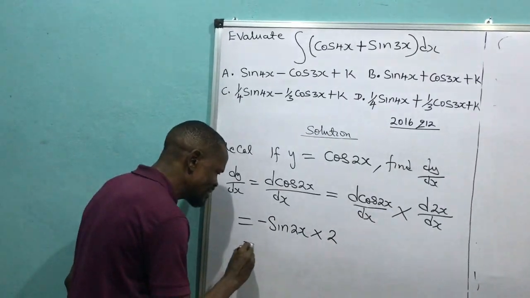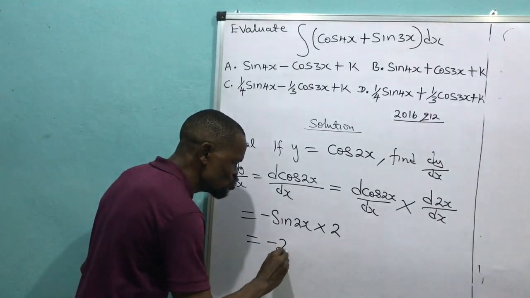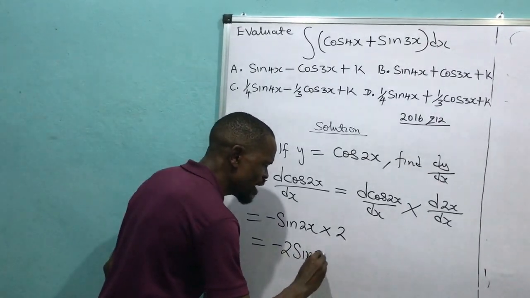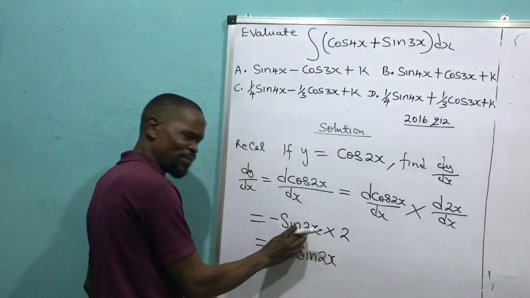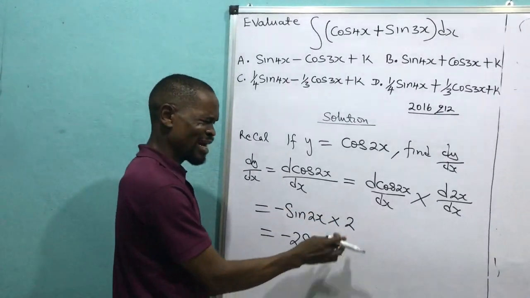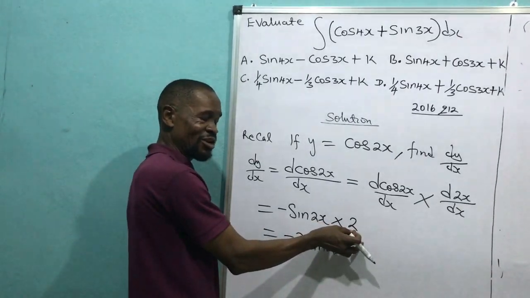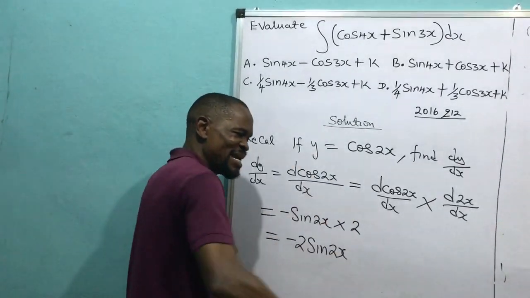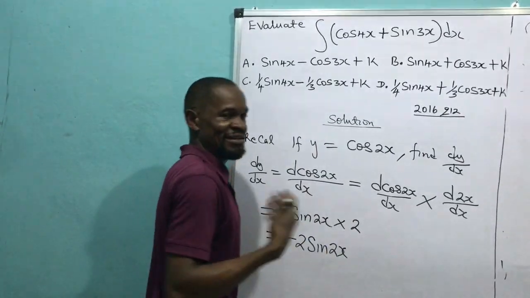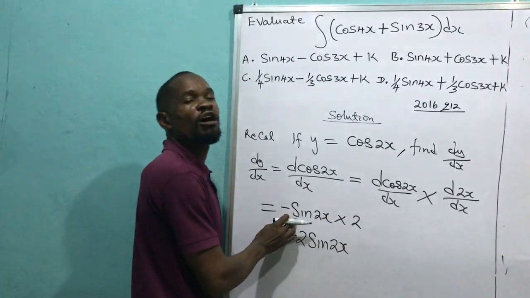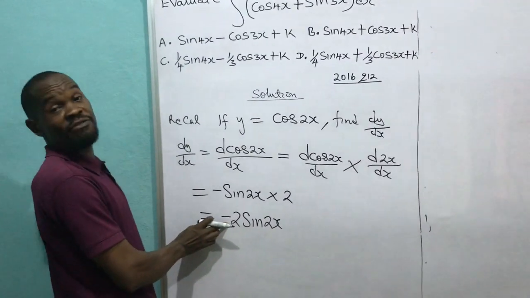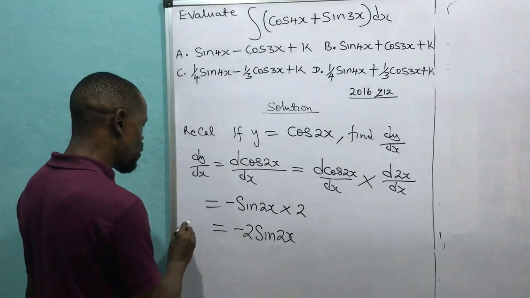And my answer will now be minus 2 sine 2x. I can use this to multiply this to say 4x. I think I told you that this is not the angle. This is an angle. This is not the angle. This 2 is telling me how many times sine 2x is, which is the coefficient of sine 2x, which I have here.